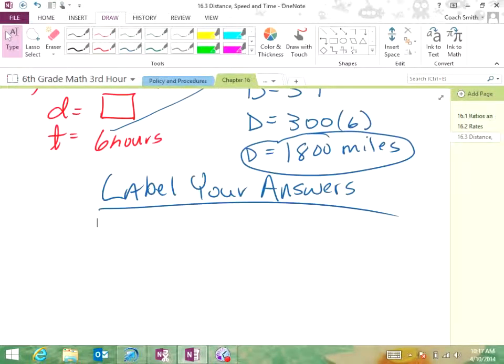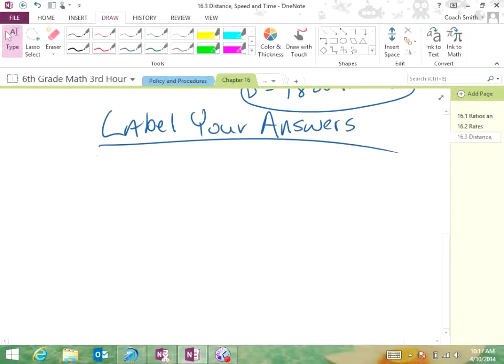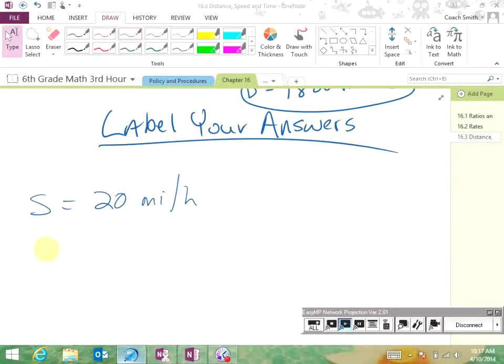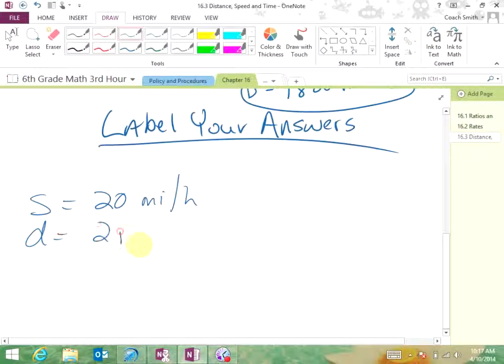All right, now, let's look at another problem. So 1,800 miles is the answer to number 2. All right, let's look at another one. We will look at speed equals 20 miles per hour. Distance equals 2 miles. And time is equal to blank.